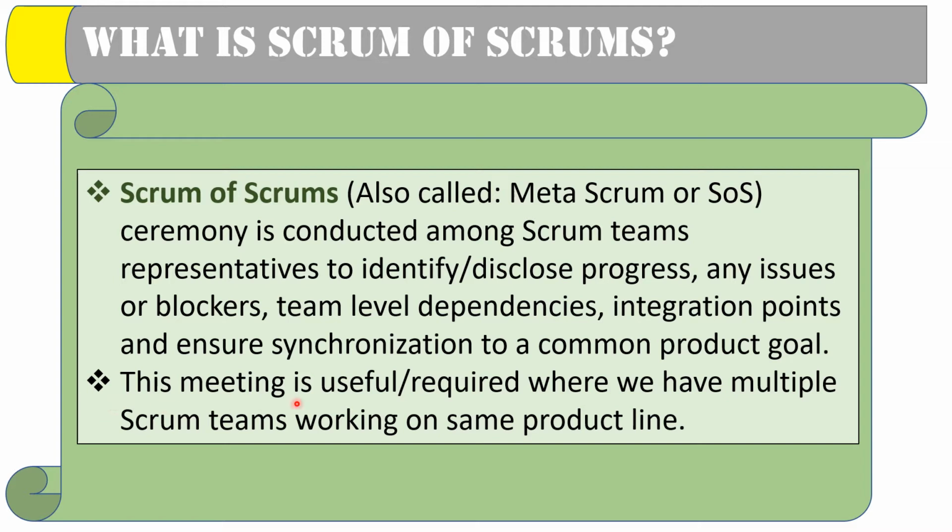Second point is where this meeting is useful. It is required where we have multiple Scrum teams working on the same product line. If there is a single Scrum team working on an Agile project, this meeting is not required. This meeting is required for the coordination among various Scrum teams working on the same product goal. That's the whole purpose of the Scrum of Scrums meeting, to synchronize the work among Scrum teams, and this is the forum where team members can come and discuss any blockers, issues, dependencies, or integration points they want to discuss with the other team members.